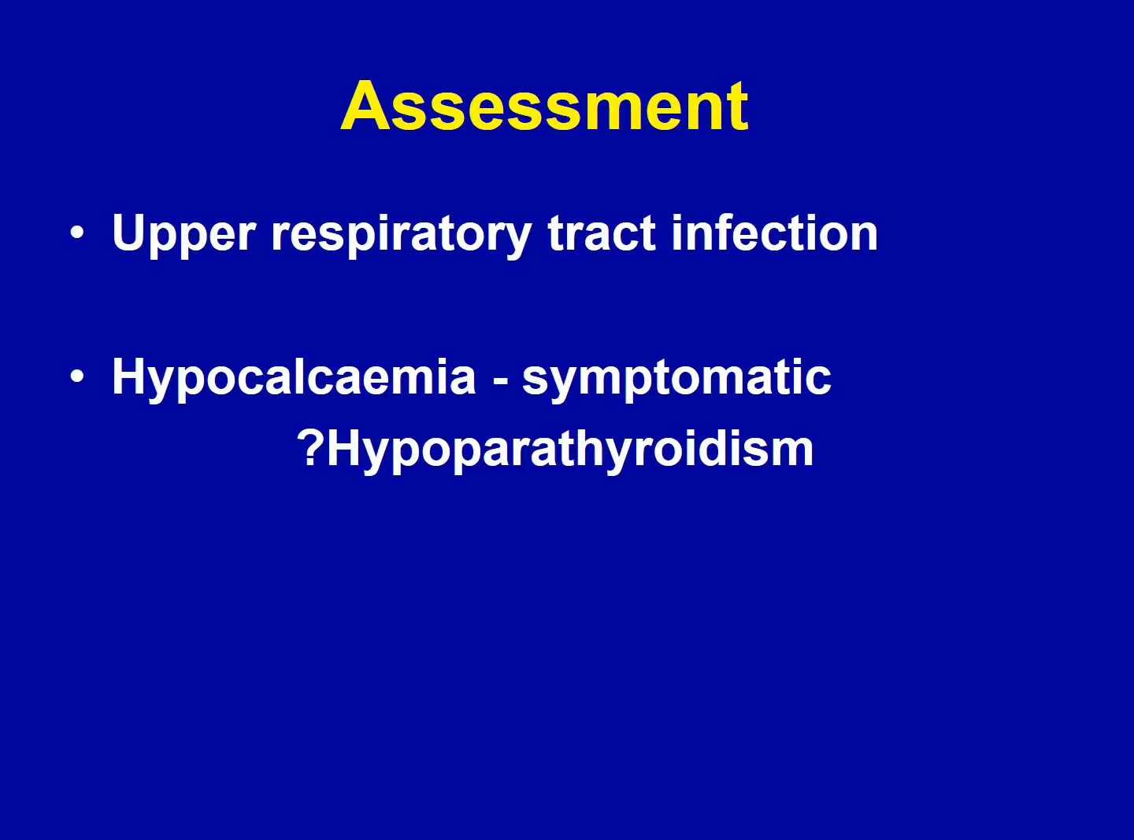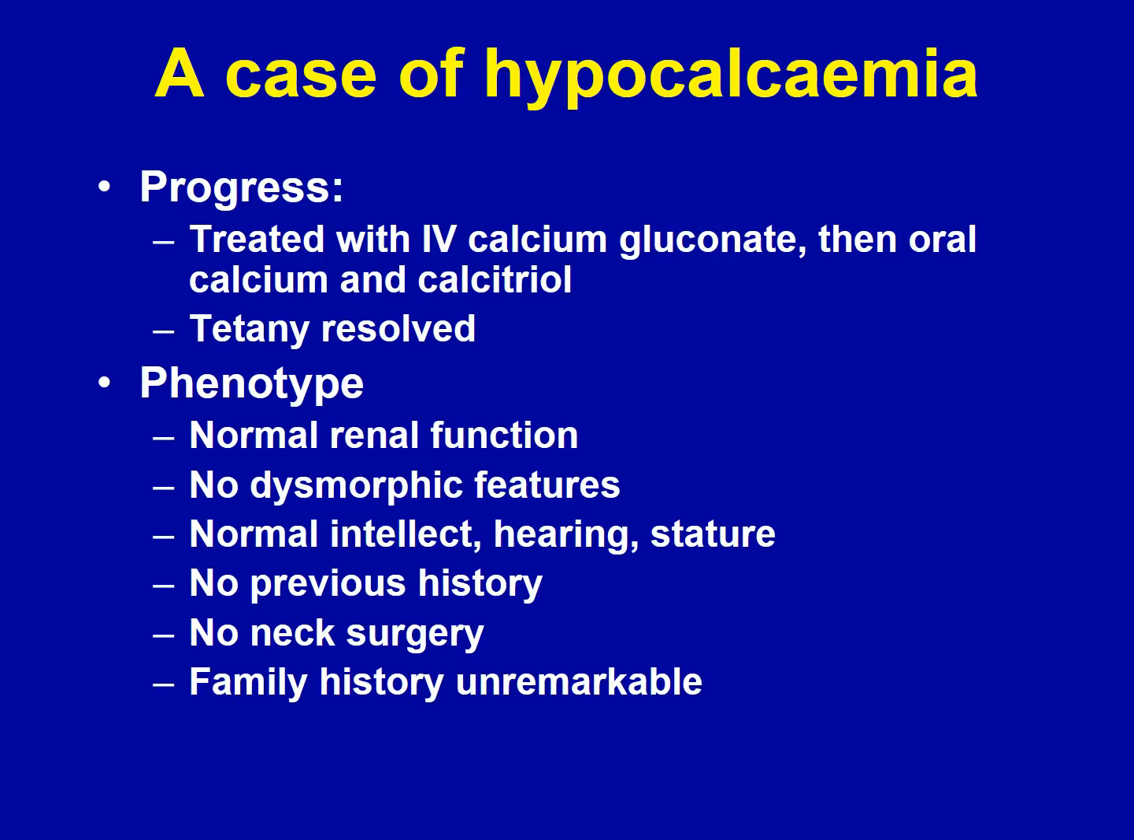He had an upper respiratory tract infection and symptomatic hypocalcemia with biochemistry, the low calcium and elevated phosphate, suggestive of hypoparathyroidism. He got some treatment with calcium and active vitamin D to stimulate oral absorption of calcium, and the symptomatic muscle cramps and twitches resolved. His phenotype was reviewed, and he didn't really have any other features of congenital forms of hypoparathyroidism.